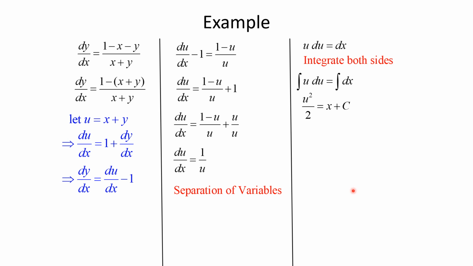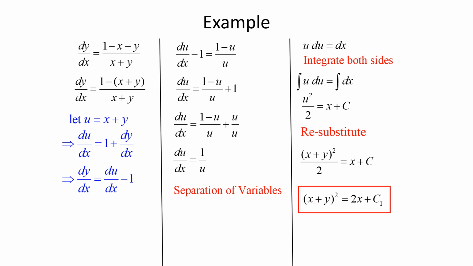And just like with our previous problems, our final step here is to go back to our original variables. Remember, we didn't have a u in our problem, so we can't have a u in our answer. So we're going to go ahead and substitute back u is equal to x plus y. So that gives us (x plus y) squared over 2 equals x plus c. So that'll be an implicit solution. We can multiply both sides by 2 to remove the fraction and make it look a little prettier. So (x plus y) squared equals 2x plus some constant c1. That can be our solution.